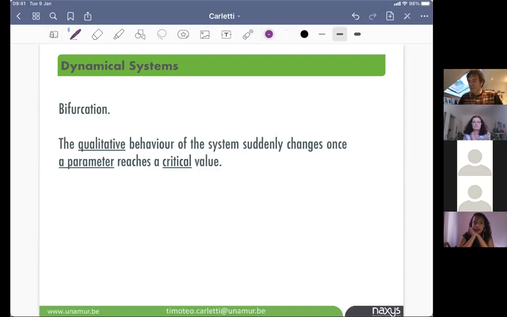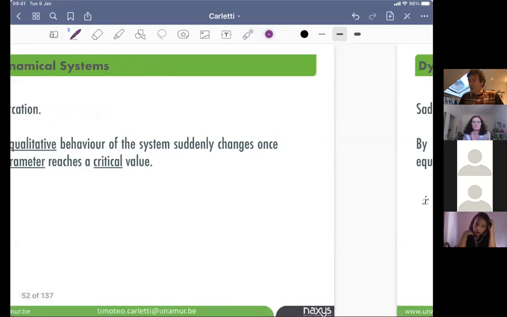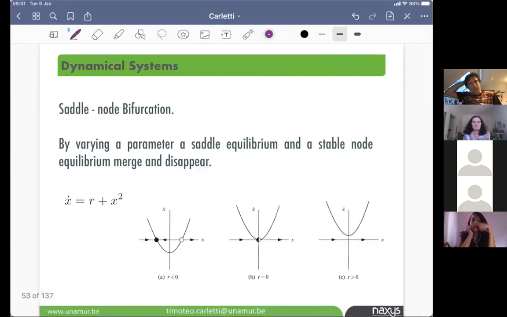So let me show you a few examples of bifurcations that can exist. I took all the examples from the book by Strogatz that I quoted last time. If you want, I will send you the slides at the end. The simplest bifurcation is the saddle-node bifurcation. I present the result in the case of one-dimensional systems, but of course the same results are valid more or less in all dimensions.